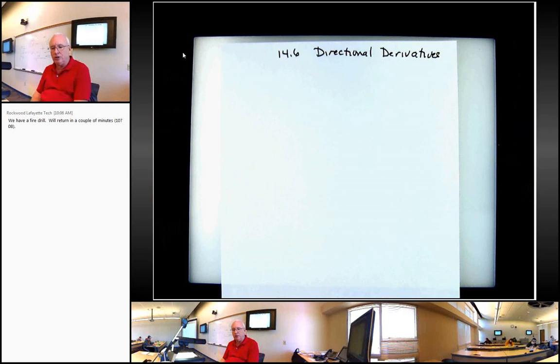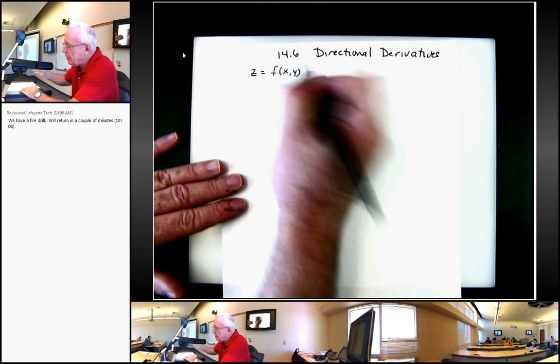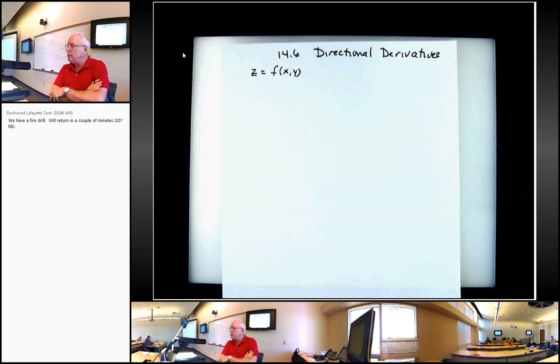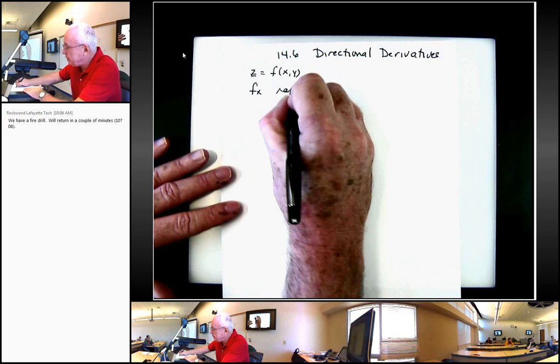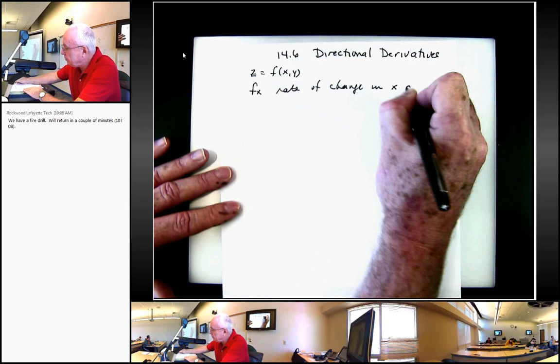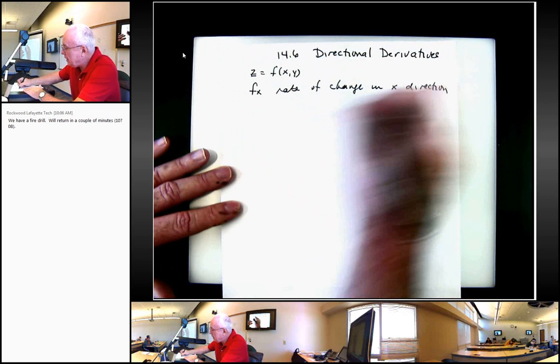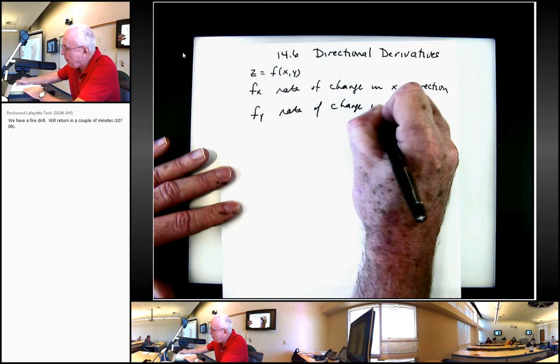Let's first start out with this. Okay, let's look at z as a function of x and y. Now, when we were doing the derivative with respect to x, that was really looking at the rate of change in the x direction, okay? So therefore, fx was the rate of change in the x direction, and fy was the rate of change in the y direction.